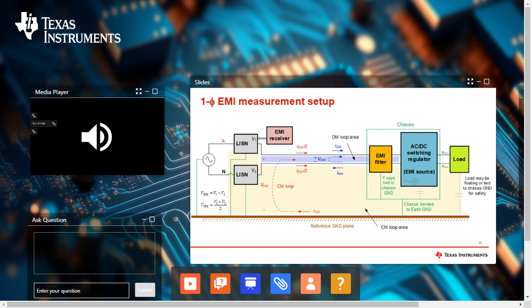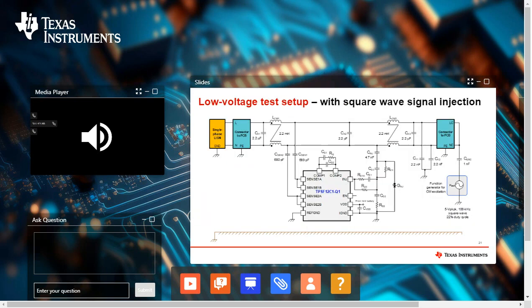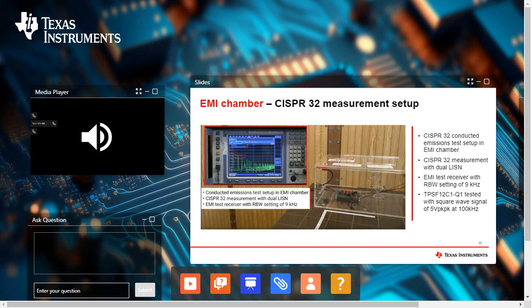In the EMI measurement setup, the EMI filter is tied to the chassis ground with Y caps, and the chassis is bonded to earth ground. We demonstrate the impact of AEF via insertion loss measurements using a low voltage test setup where we inject a square wave to simulate the common mode perturbation. An EMI chamber is used for the test setup and the measurement taken using a dual listen.